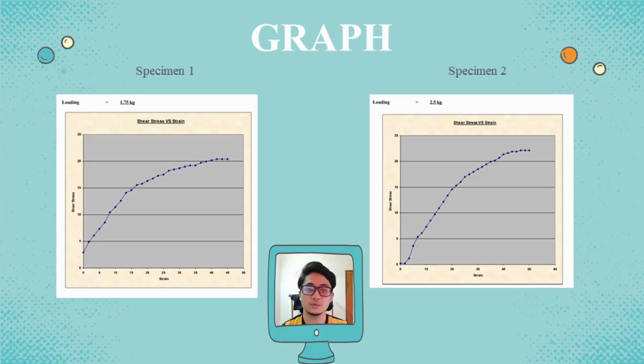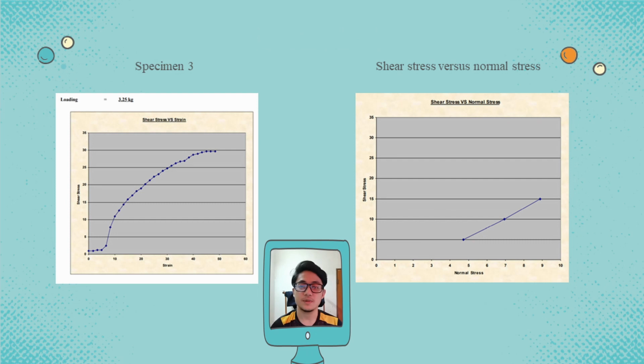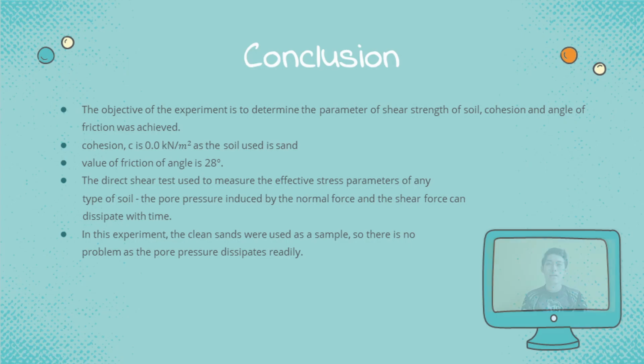The figures show the plotted graph for specimen 1 and specimen 2. The strain increases when the shear stress increases. For specimen 3, the shear stress is constant until it reaches a certain point of strain and begins to increase. And for the shear stress versus normal stress graph, the shear stress is directly proportional to the normal stress.